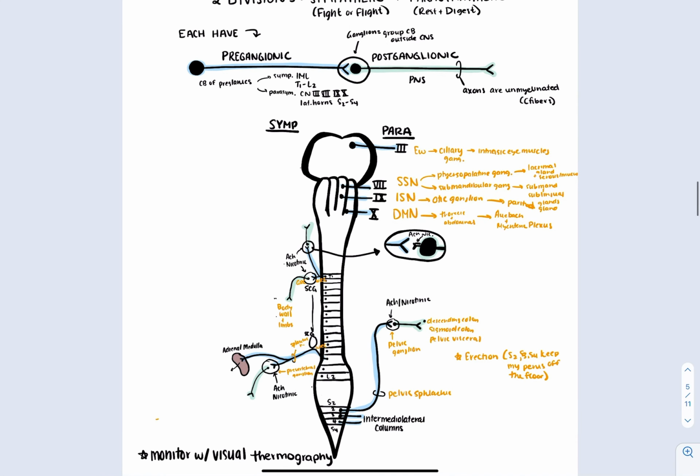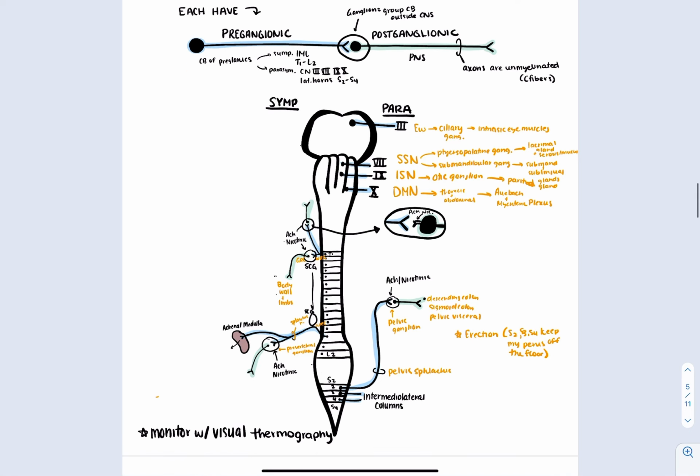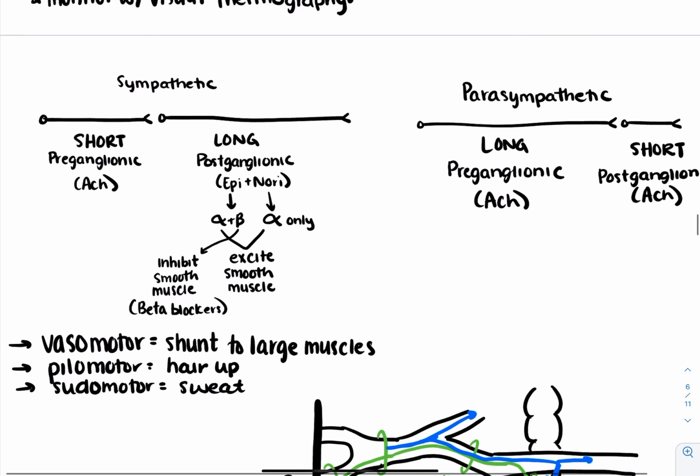So sympathetics are pretty easy, right? I'm IML, T1 to L2, and then to a ganglion, then postganglionic sympathetics. The signals that it sends. So my preganglionic sympathetics are going to release acetylcholine. And my preganglionic sympathetics are going to be very short, right? They're just going from the IML to the sympathetic chain ganglion. Very short distance. My postganglionic sympathetics are very long.